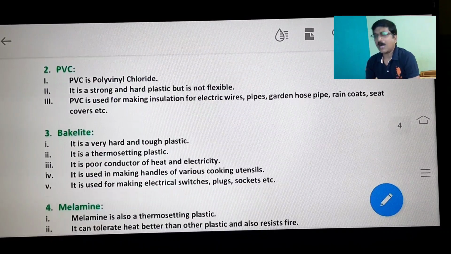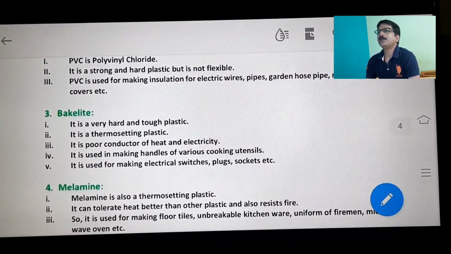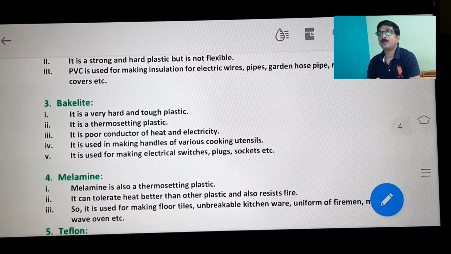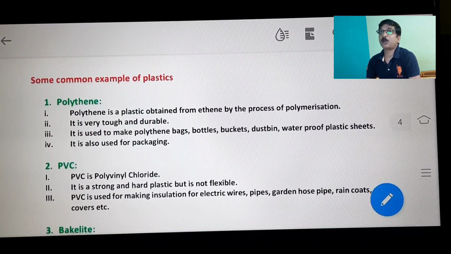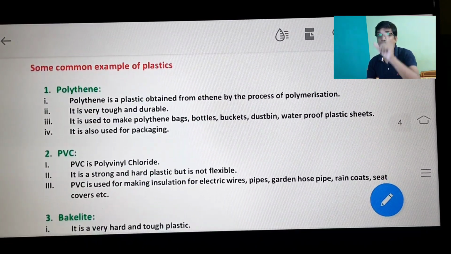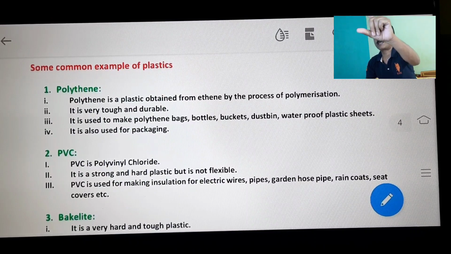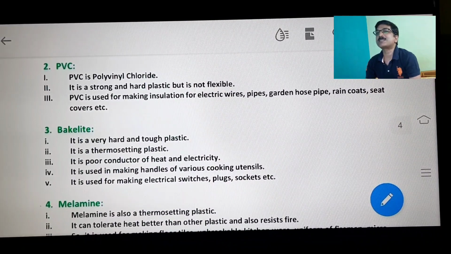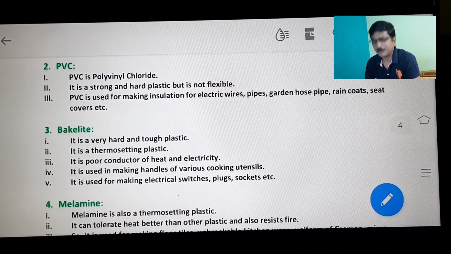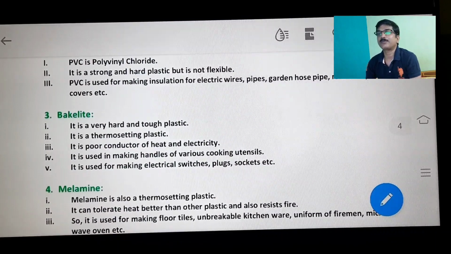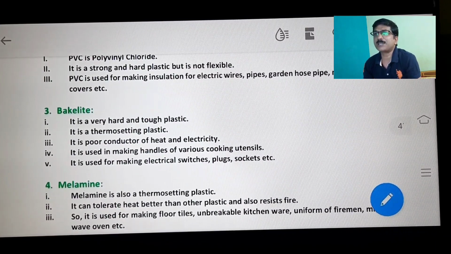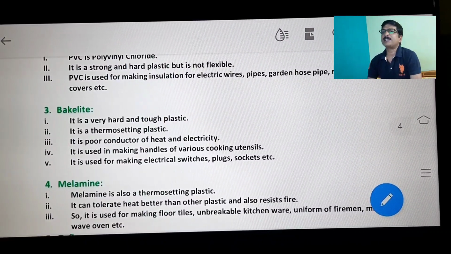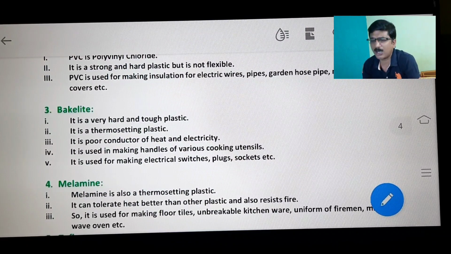Then the third one is bakelite. It is a very hard and tough plastic. The previous two, polythene and PVC, remember one important thing, these two are thermoplastics. But bakelite is a thermosetting plastic. So what do you mean by thermosetting plastic? That means it can tolerate heat. It is a poor conductor of heat and electricity. It is thermosetting. It can tolerate heat. It cannot easily melt or bend down.